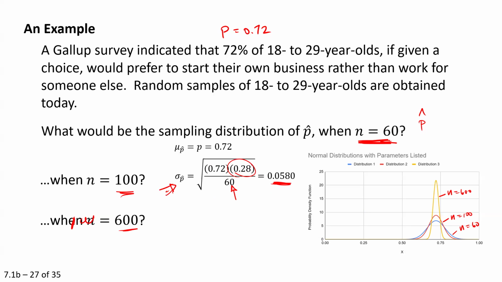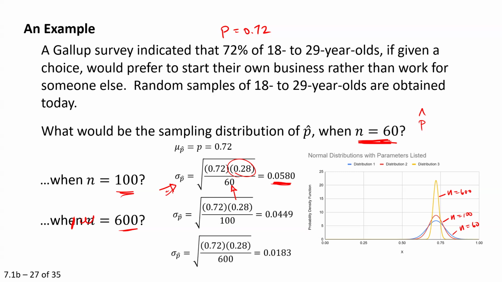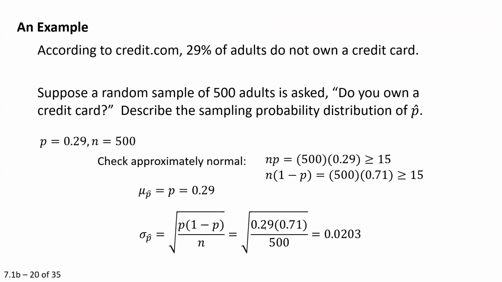Okay. And how would this change if I was finding this for n equals 100? How would these numbers change? Right. The top doesn't change, does it? It's just the bottom. Right. And you can see how much smaller these things get as the sample size gets bigger and bigger. Okay.